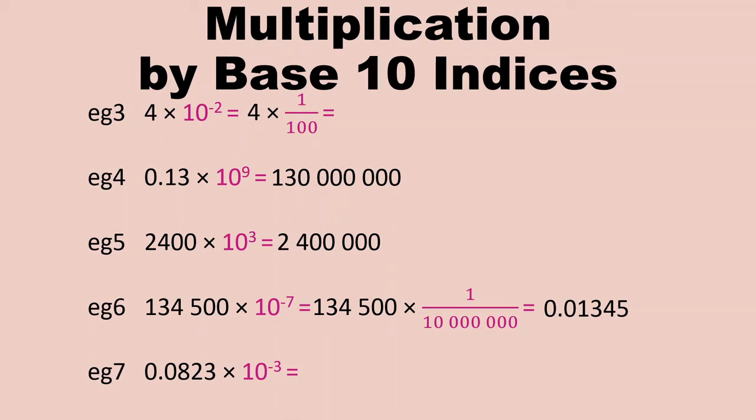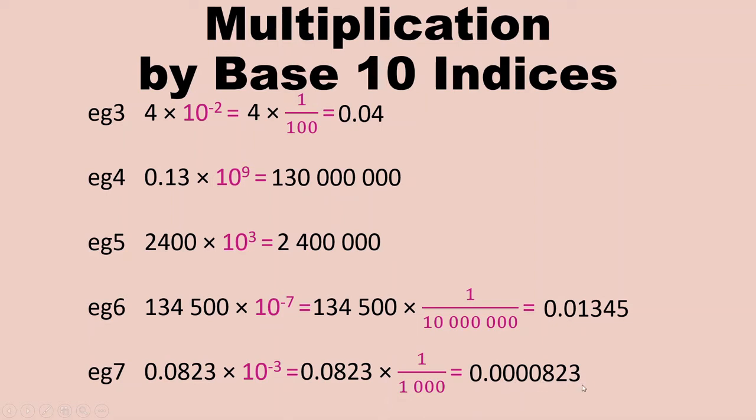For the last question here, multiplying by 10 to the power of negative 3, it's the same thing as dividing by 10 3 times, or multiplying by 1 over 1,000. Let's move that decimal point 3 places so that all of the digits shift 3 place values down in value. So moving my decimal 1 place puts it in front of the zero. I need 2 more places, so I need to fill that in with 2 more zeros, leaving me with 0.0000823.